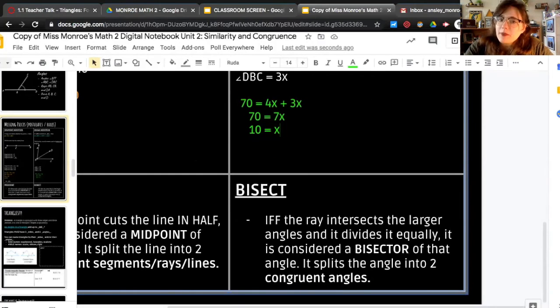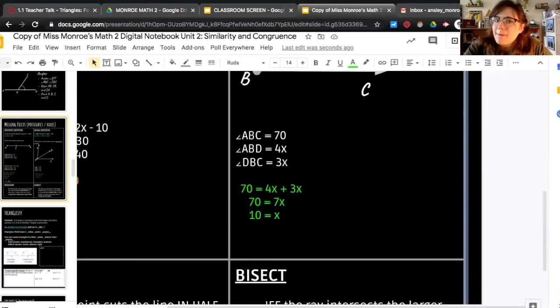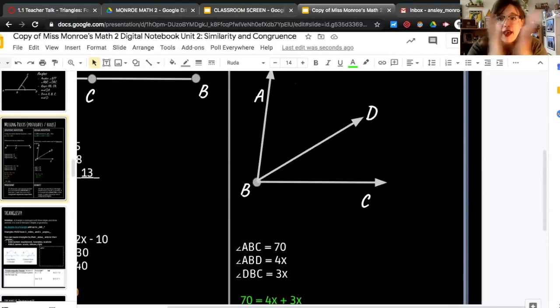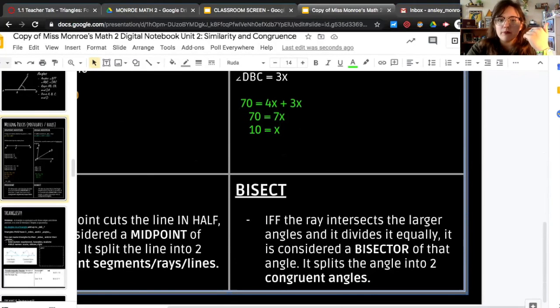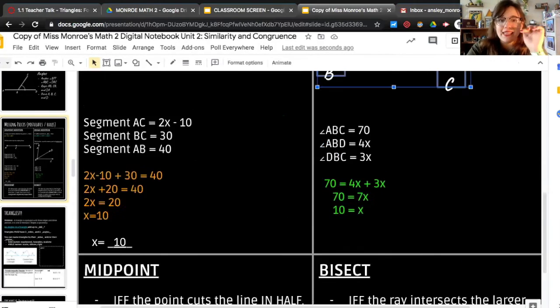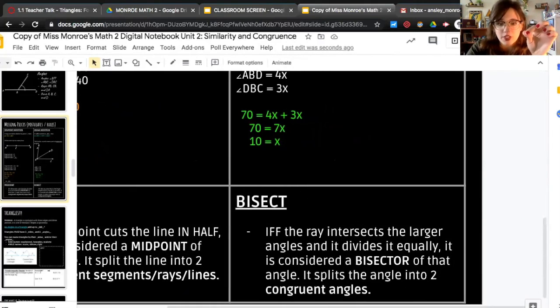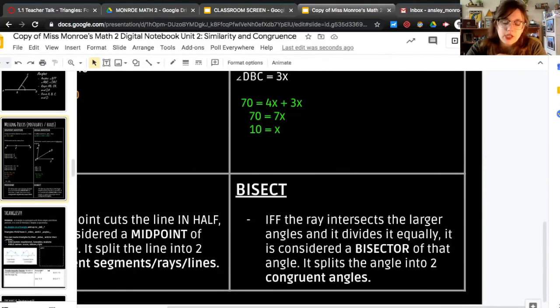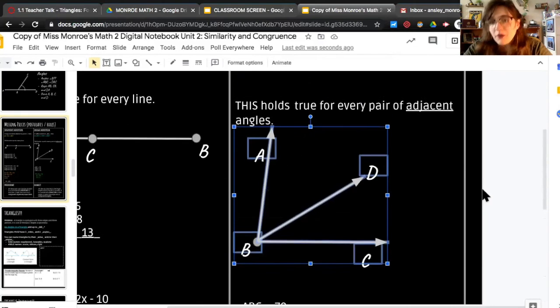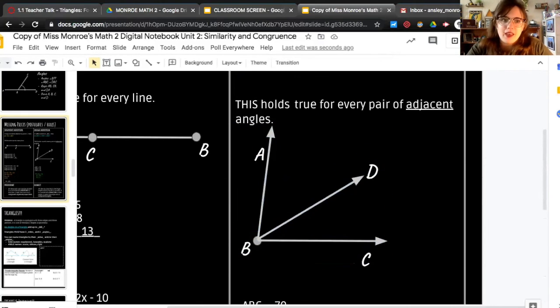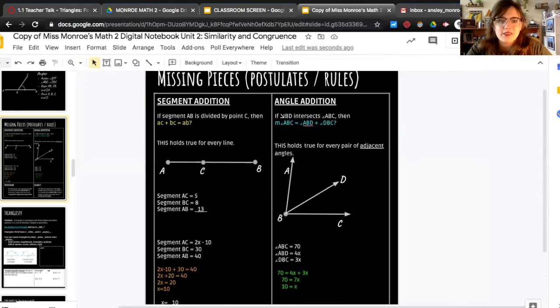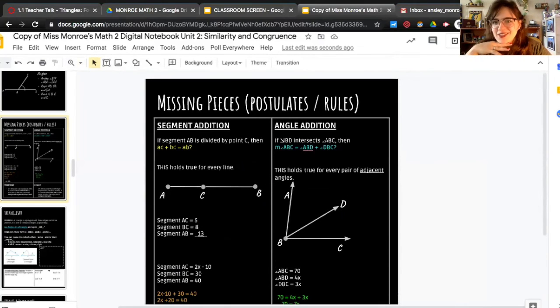Just like we had our midpoint for segments, we have a bisector. A bisector cuts an angle in half. So if and only if the ray cuts it into two smaller angles that are equal to each other will it be considered a bisector. But if it tells you it's a bisector, you know that the two adjacent angles are in fact equal. They are congruent, they are equivalent. So that kind of helps with that. I hope that helps you understand a bit about lines and angles.